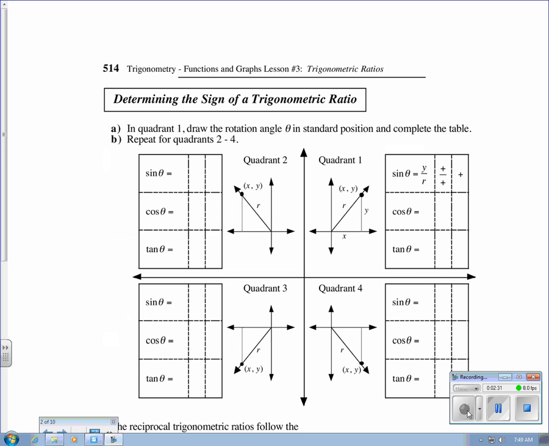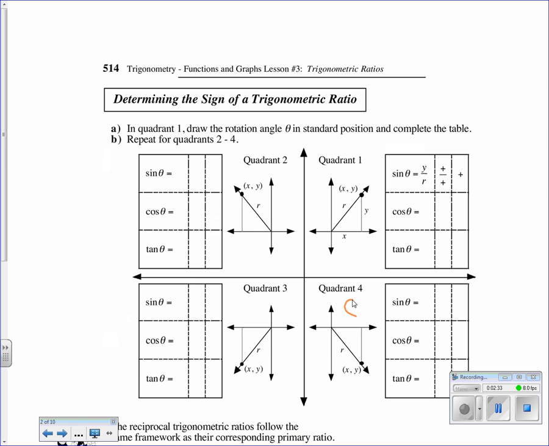Hopefully you remember the CAST system. The CAST system seeks to describe what trig ratios are positive in their respective quadrants. In quadrant number 1, everything is positive, cosine being defined by x over r, tan being defined by y over x, pardon me. Really good review quickly of those trig ratios.